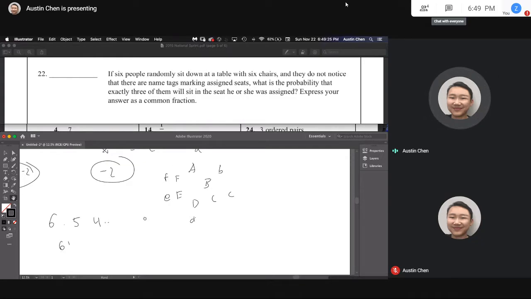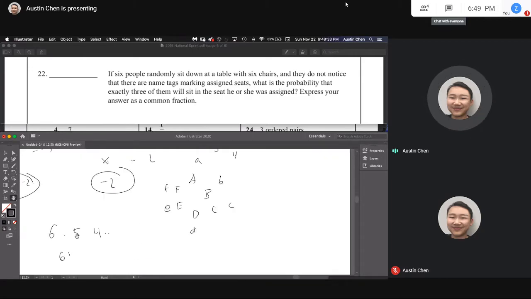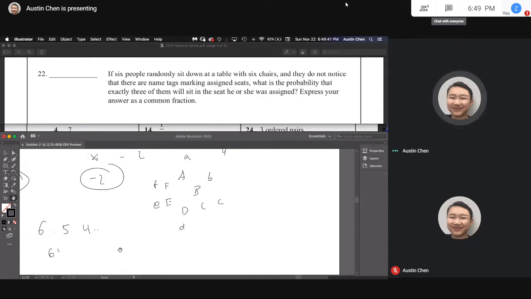Now we just need to find the total number of ways that we can assign the 6 people while having 3 of them matching. And then we put that over our total number of ways, which is 6 factorial, and that will be our probability. So how many ways can we assign them to have 3 people exactly matching?